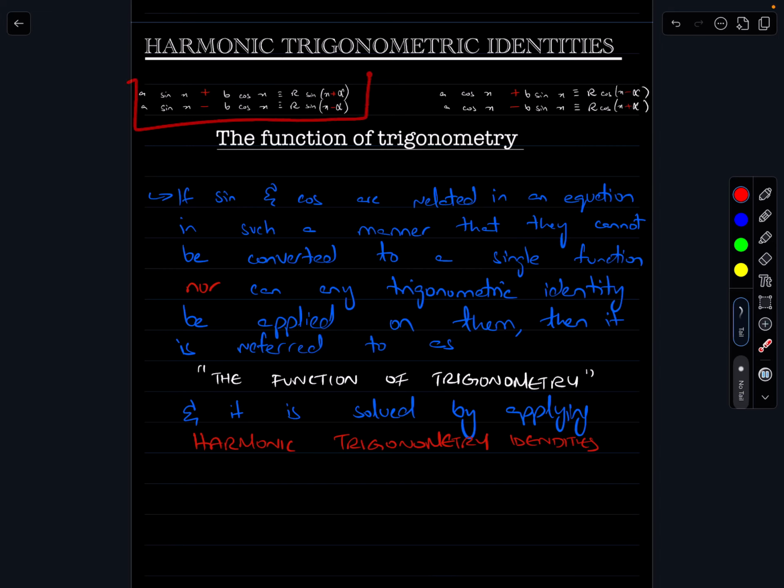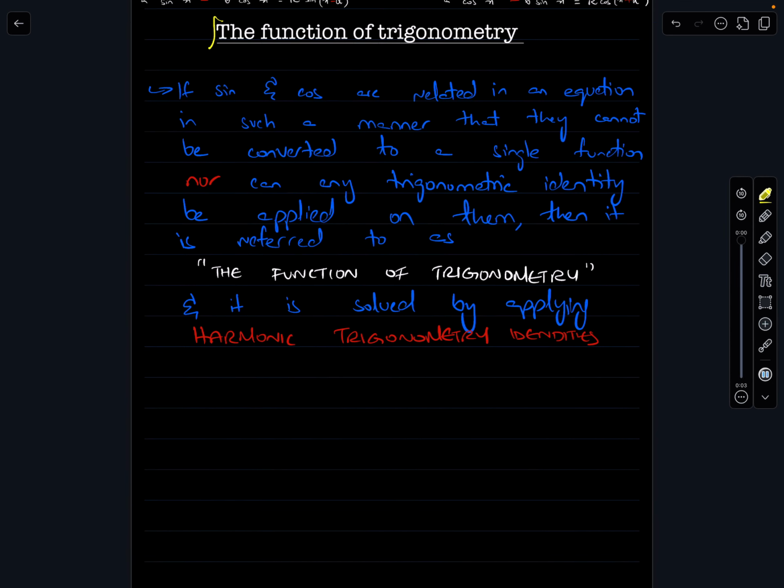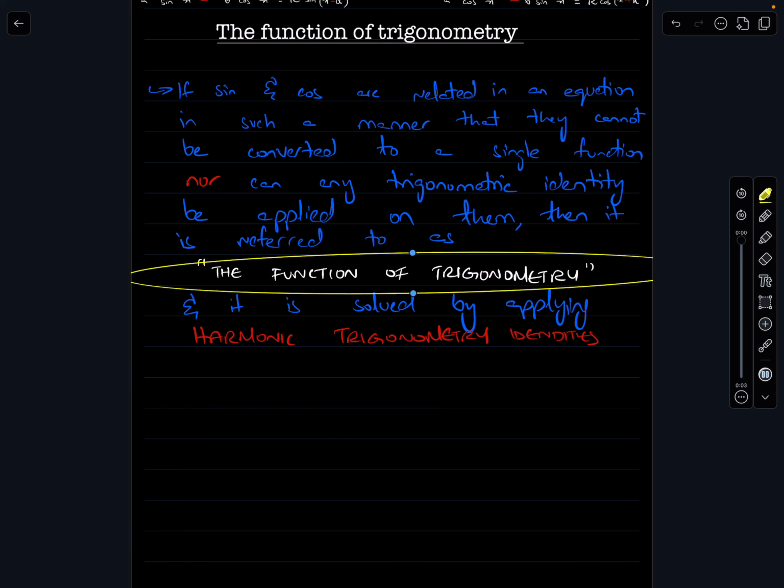Alright, so these are the harmonic trigonometric identities which you may or may not be familiar with. But before you understand harmonic trigonometric identities, you need to understand what a function of trigonometry is. If we have sine and cos related in an equation such that they cannot be converted to a single function, nor can any trigonometric identity be used, such a function or equation is said to be a function of trigonometry.